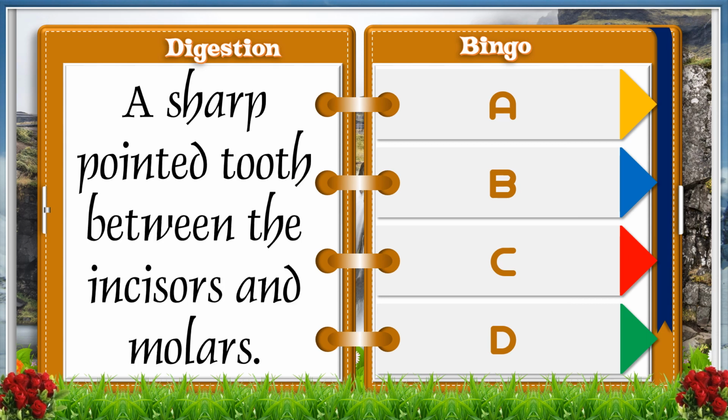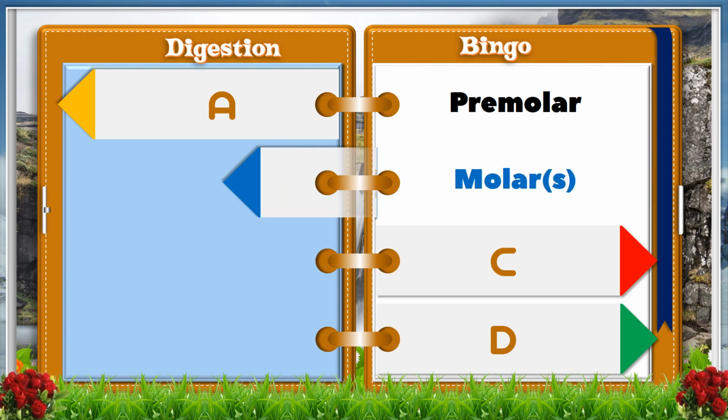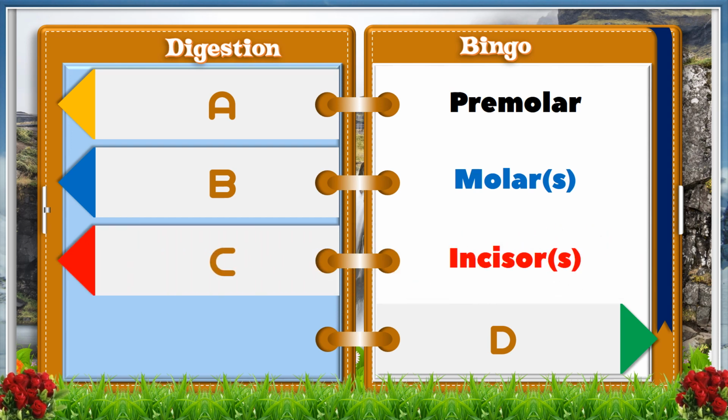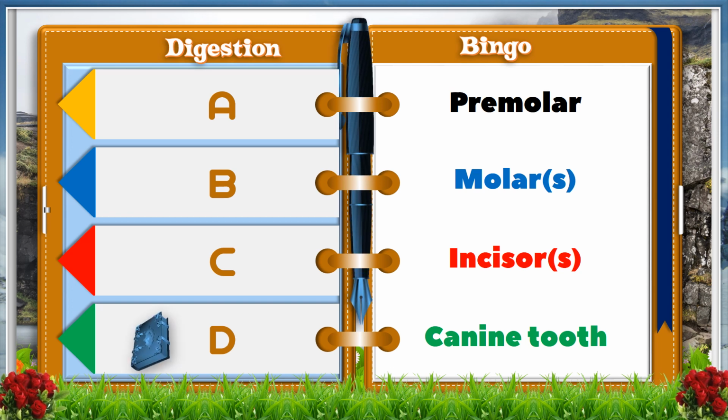A sharp-pointed tooth between the incisors and molars. A. Premolar. B. Molars. C. Incisors. D. Canine tooth. And the answer is D. Canine tooth.